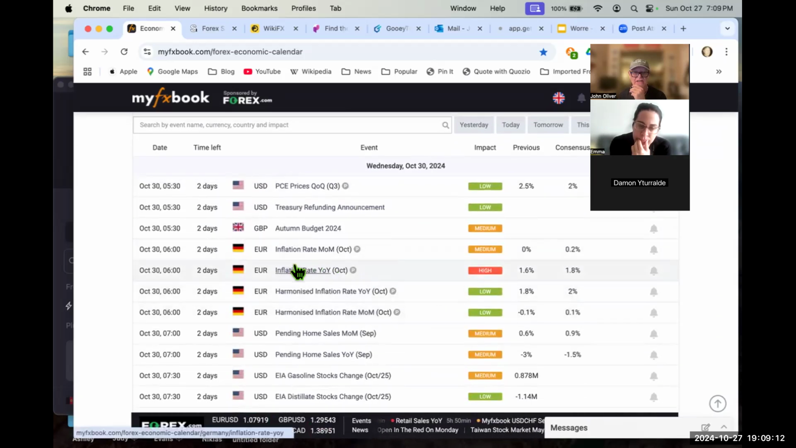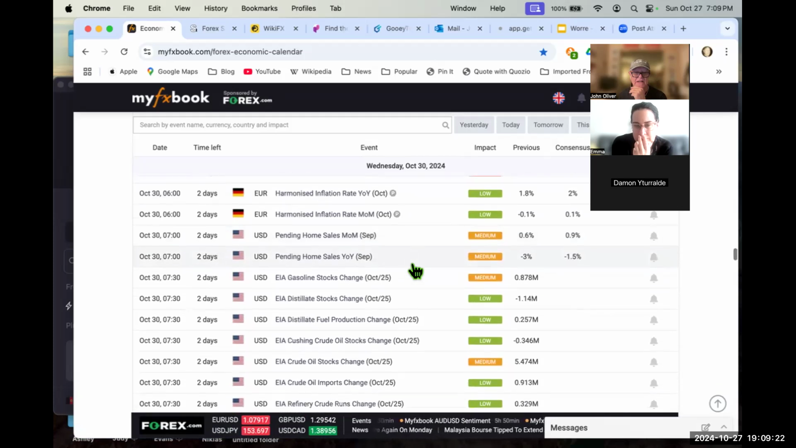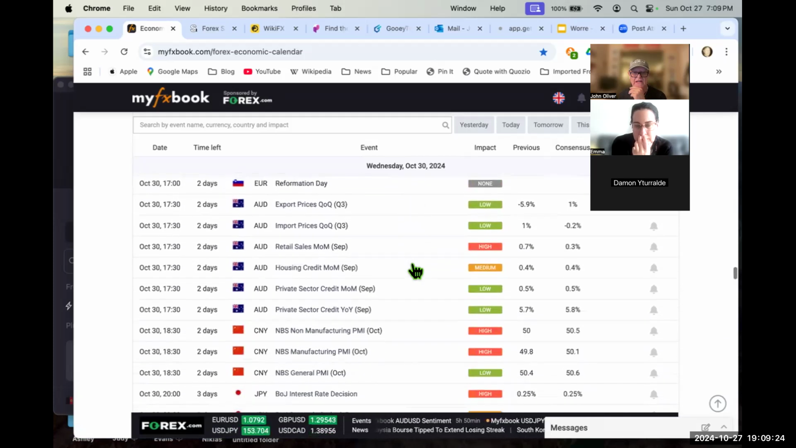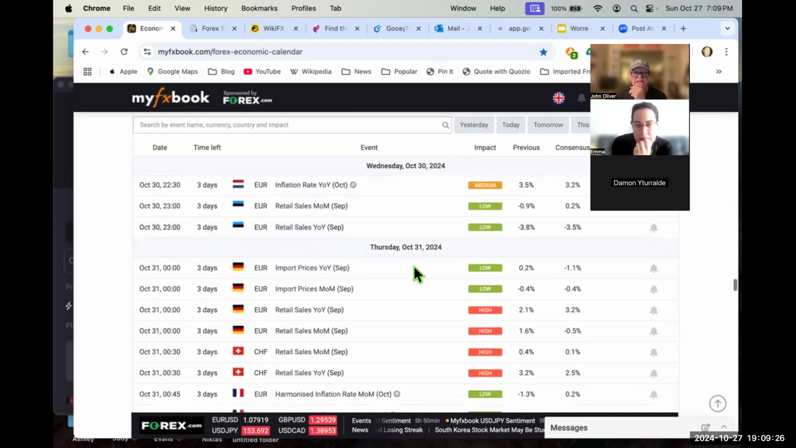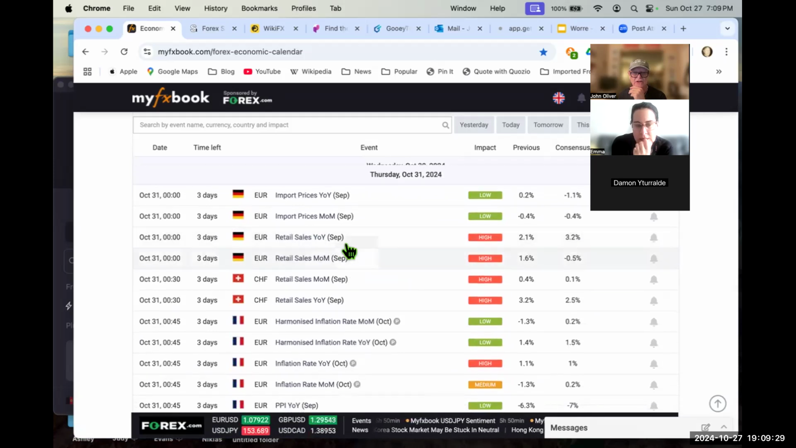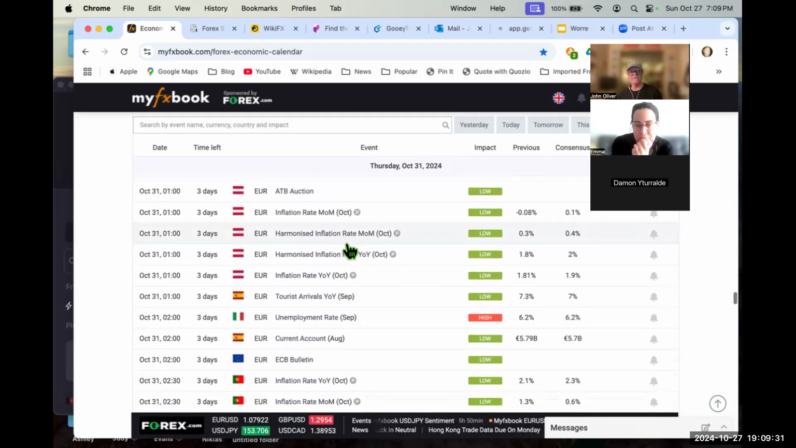This would be interesting for euro as well, their inflation rate, because they've been down under their 2%, but they're thinking it's going to go back up again. And then Thursday, again, a lot of euro stuff. So that's if we're trading pairs.